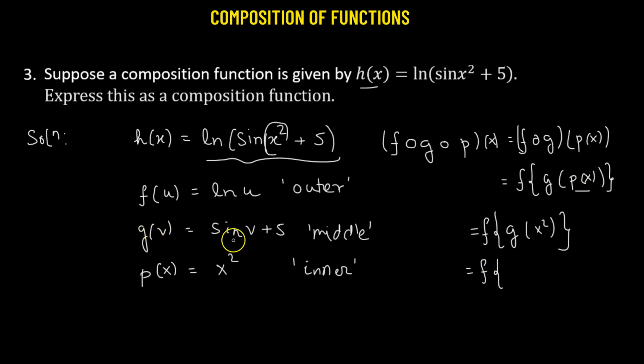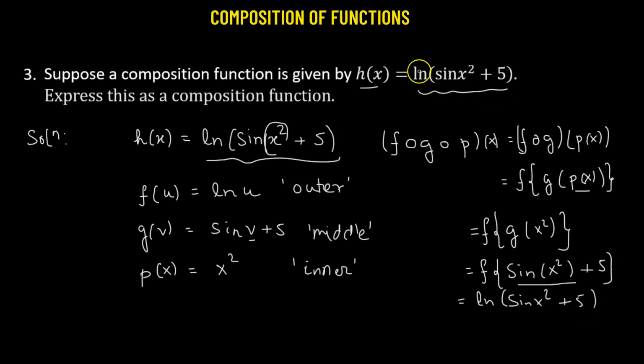So we have g of v, which is sine v plus 5. To find out g of x squared, replace the value of v with x squared. So we have sine x squared plus 5. Then we have f of sine x squared plus 5. But f, we assume, is natural log of the value u. So u will be replaced with sine x squared plus 5. And this gives us indeed the original function h of x. So this is how we have broken down the given composition function into its constituent functions.